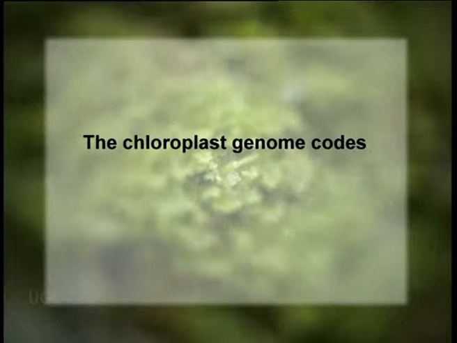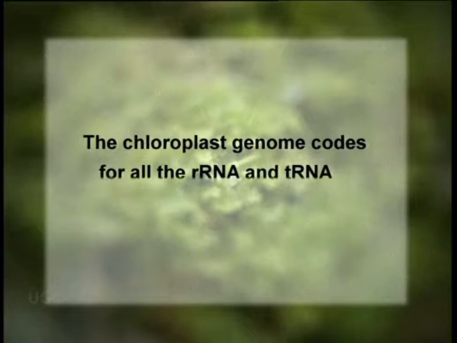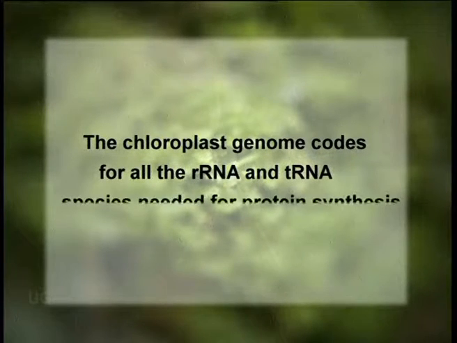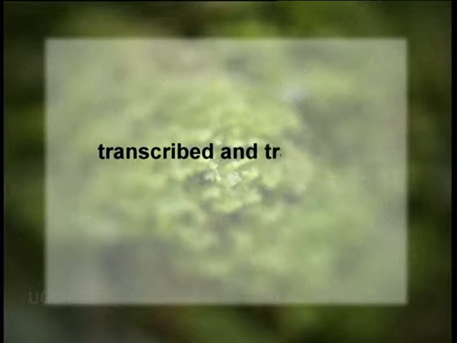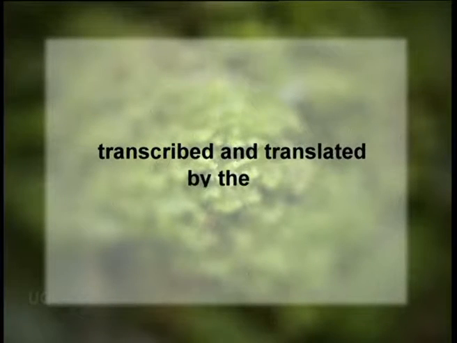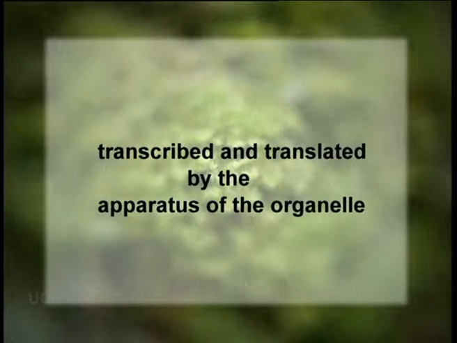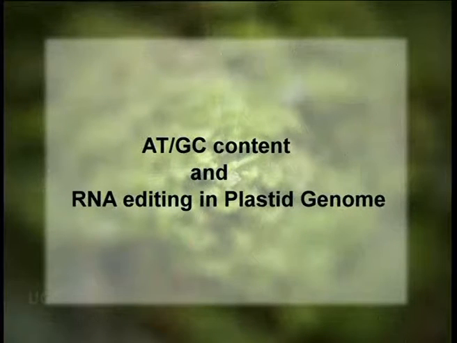The chloroplast genome codes for all the ribosomal RNA and transfer RNA species needed for protein synthesis. The ribosome includes 2 small ribosomal RNAs in addition to the major species. The transfer RNA set may include all of the necessary genes. The organelle genes are transcribed and translated by the apparatus of the organelle. Now, the AT-GC content and RNA editing in plastid genome.